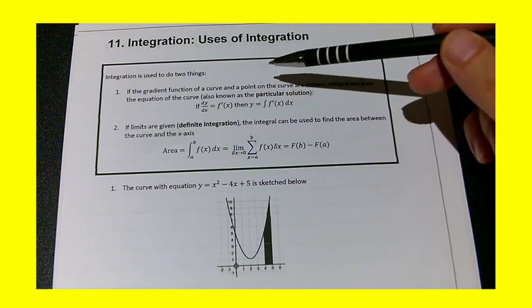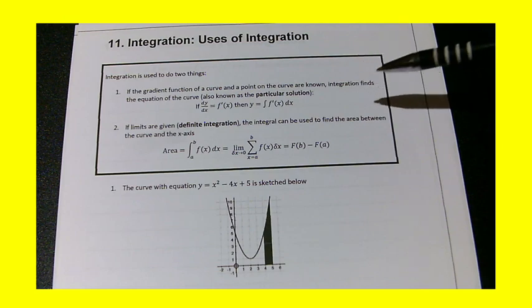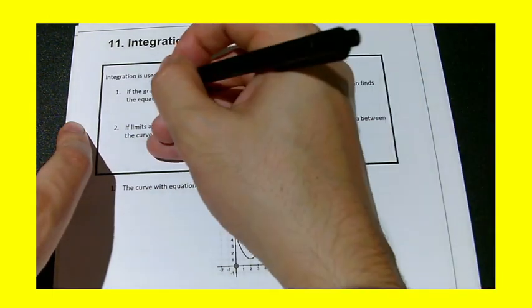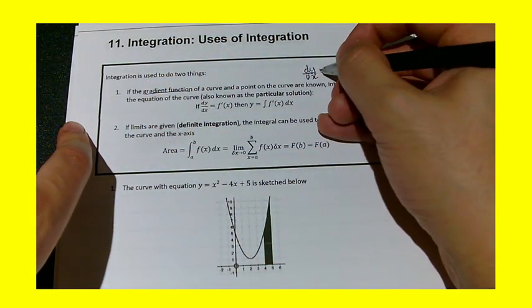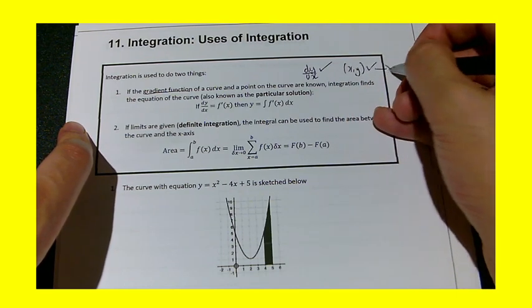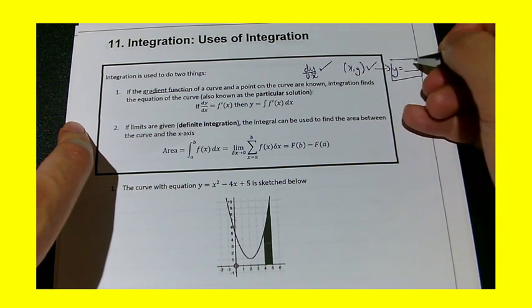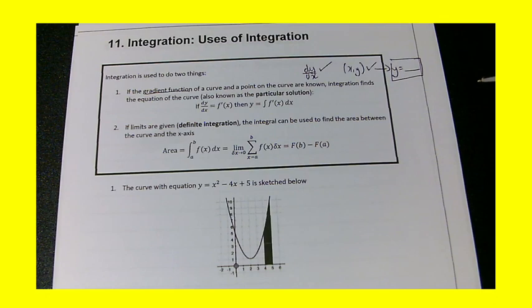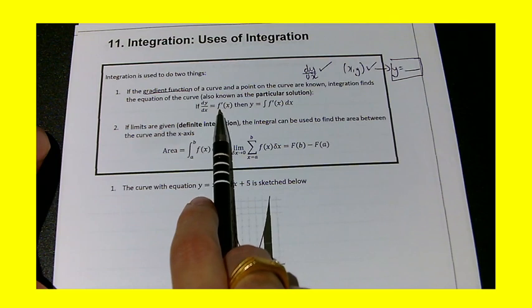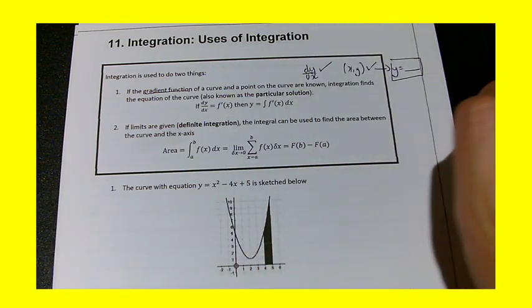Firstly, if you know what dy/dx is and a point on the curve, integration can help you find the particular solution. So essentially, if you know what the gradient function is, and gradient function is basically dy/dx, and you know of a point on the curve, a coordinate on the curve, you can find the original equation of the curve with that plus c as well. Okay? So in general terms, if dy/dx equals f'(x), then the y equation is the integral of that f'(x).